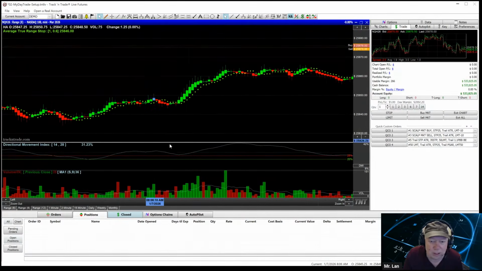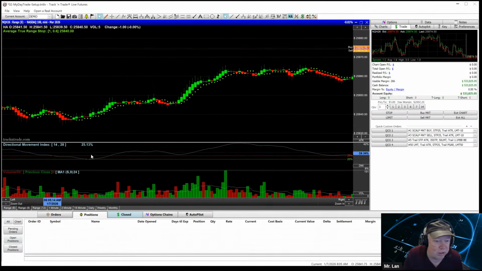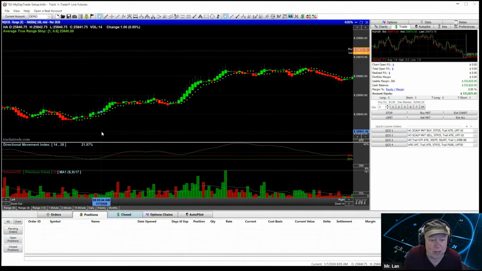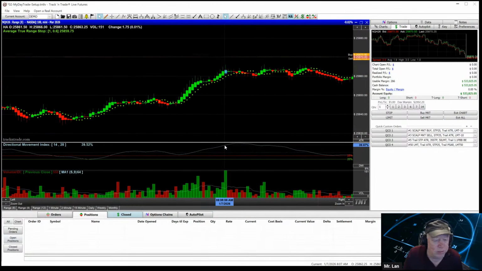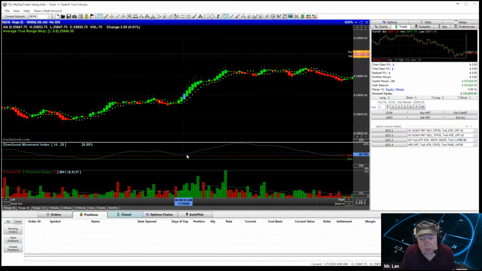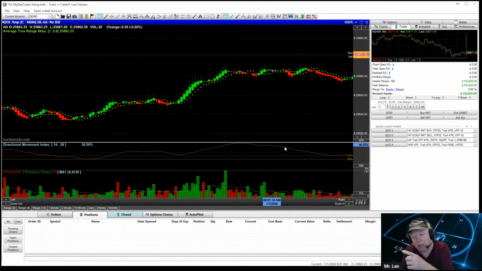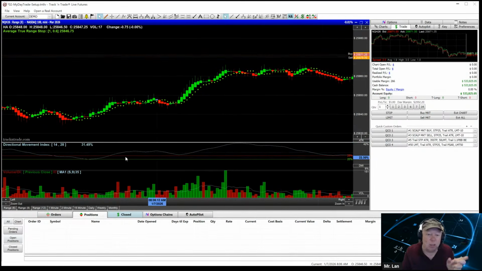Now, this little indicator right here, it's called the DMI, directional movement index. We'll talk about that because it can kind of help you. If it's going up, it means the market's moving. See how it's going up like that? Doesn't mean the market's going up, because it can go up while the market's going down. This is just like a speedometer saying, hey, the market's moving fast, and then the market's slowing down. It could be moving fast and still be going down. So that's the way that indicator works.